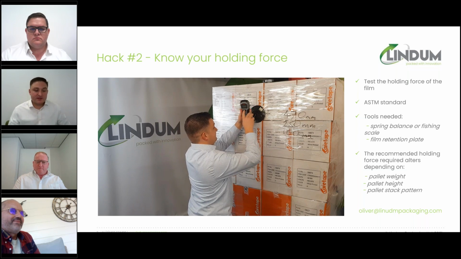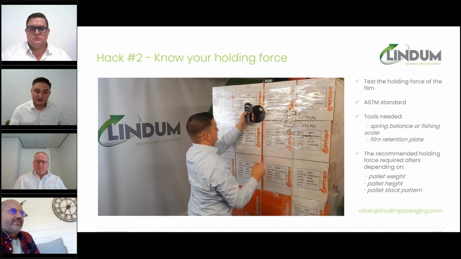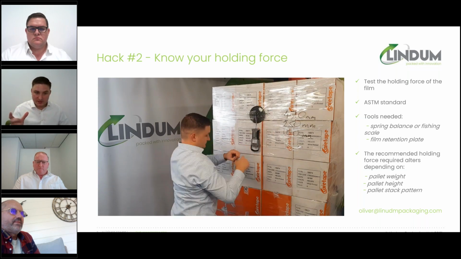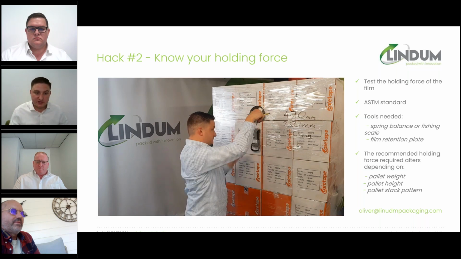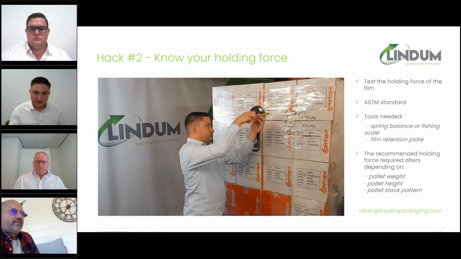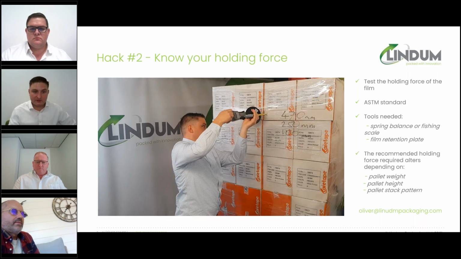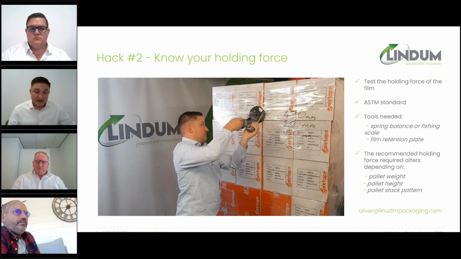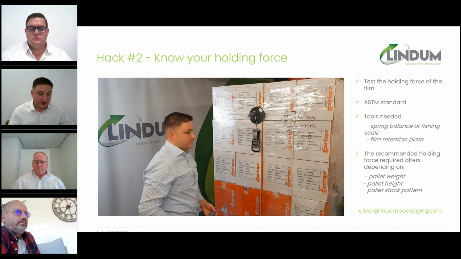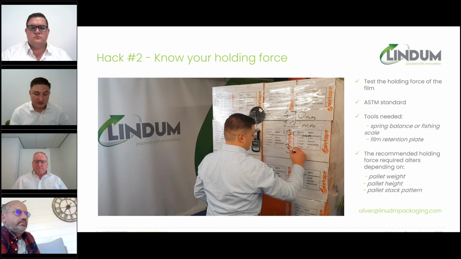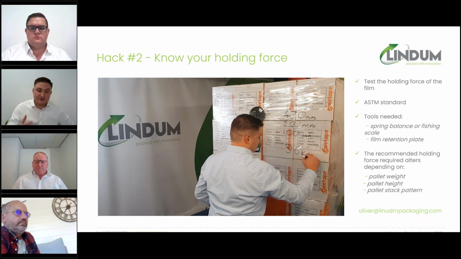The aim of the game here is to pull the disc out to 100 millimeters away from the surface of the pallet. And what we're measuring here is the amount of force that's required to do so. So we can see where 100 millimeters is, and literally pull the wrap 100 mil away from the pallet and take note of the force that's required to do so. Now, in this example, we found that it took 3.6 kilos of force to actually pull the wrap out to 100 mil.